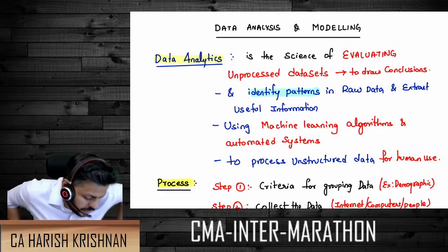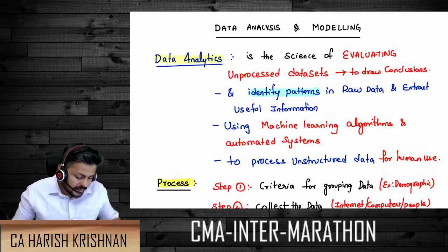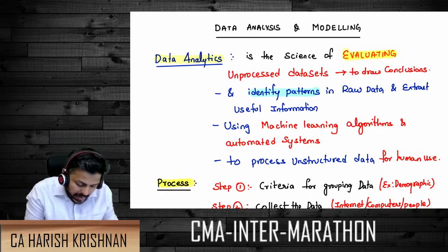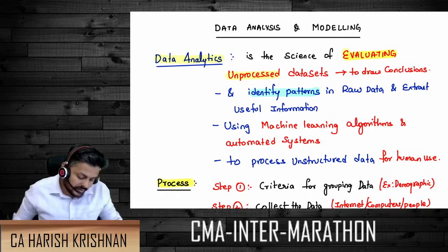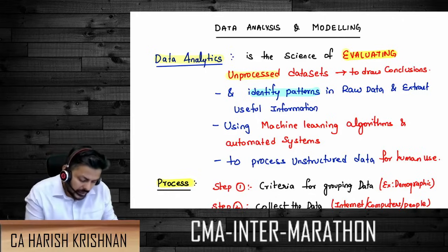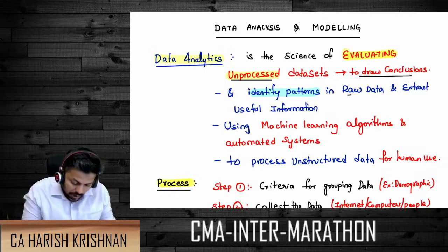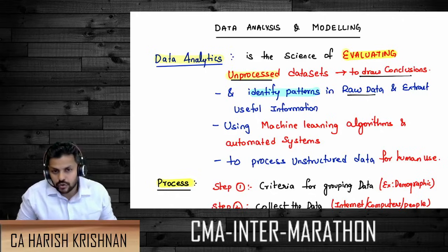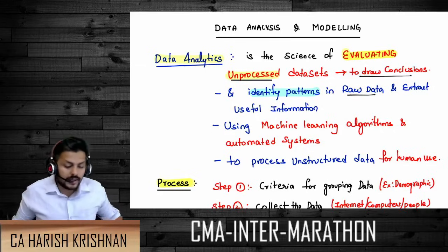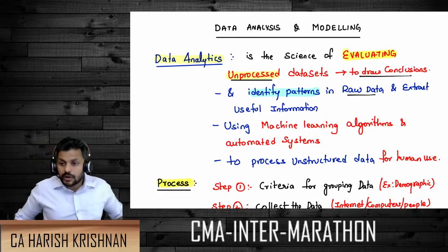Here we are first going to talk about what data analytics means. Data analytics is the science of evaluating unprocessed data sets so that you can draw conclusions and also identify patterns in the raw data and extract the useful information. One more time, you have a lot of analytics to make and extract the data, which is exactly what we are talking about here through the concept of data analytics.